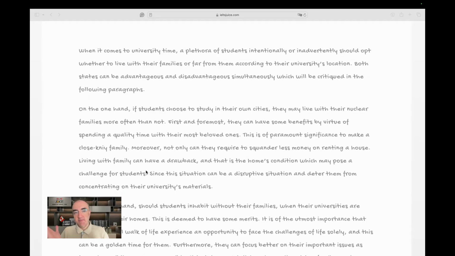On the one hand, if students choose to study in their own cities, they may live with their nuclear families more often than not. Okay, that's a good topic sentence. If we are going only to talk about the advantages of staying with your family in your hometown and going to the local university, and it is something beneficial, I don't see anything about this being positive or negative. It just has a positive tone to it.